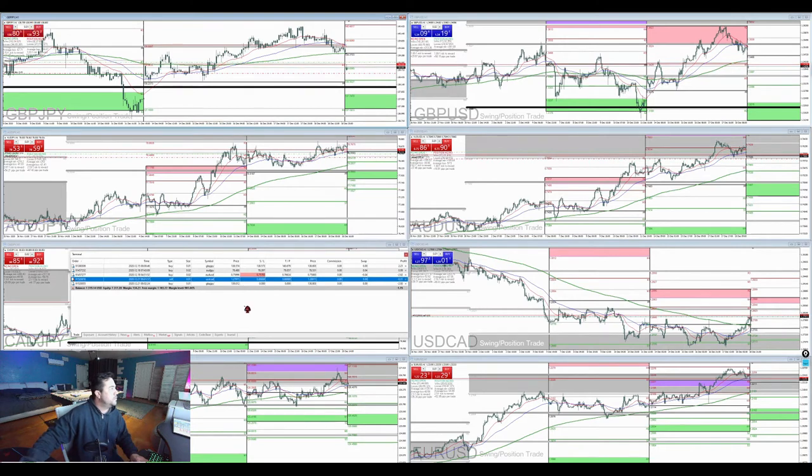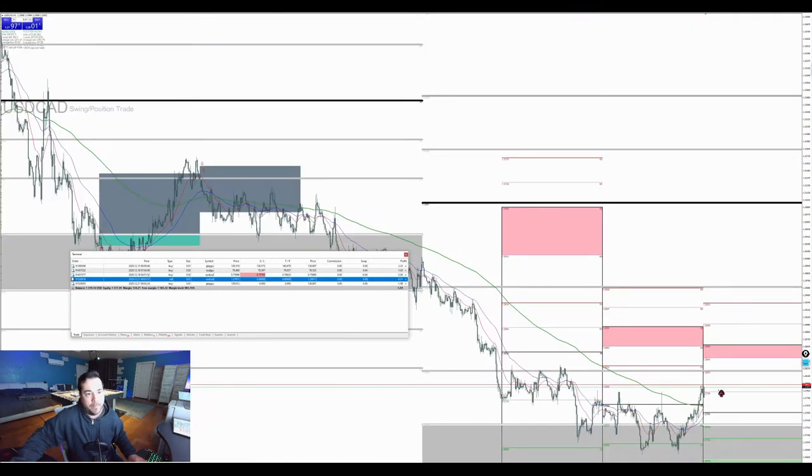So I need to do my stop for the USD CAD, which is here. Let's go ahead and open this one up. And we are selling it, so we need to have a stop just above the resistance level. In fact, I need to close out this one. Yeah, I do need to close out this one.